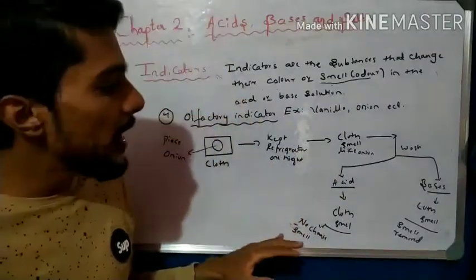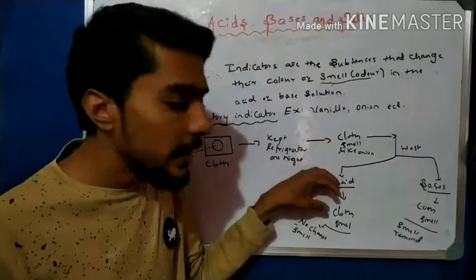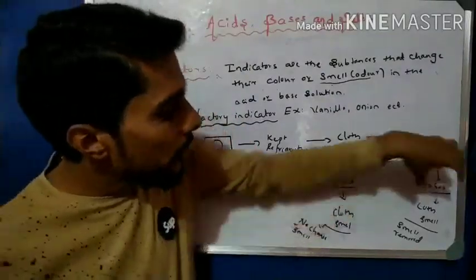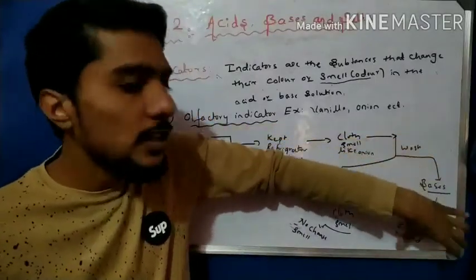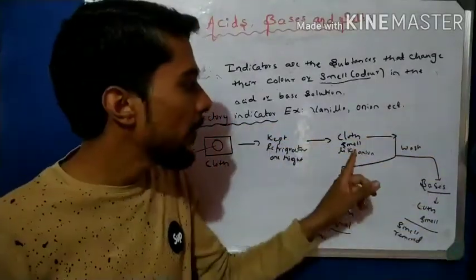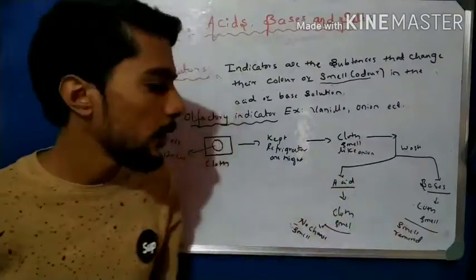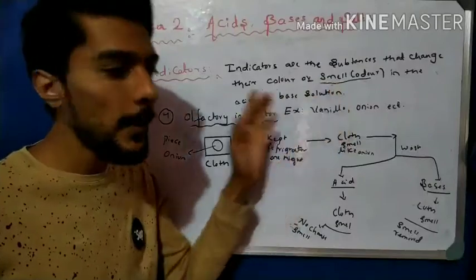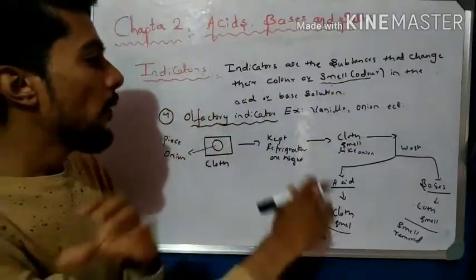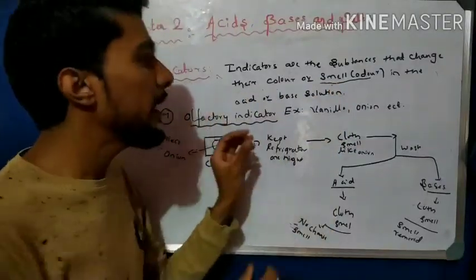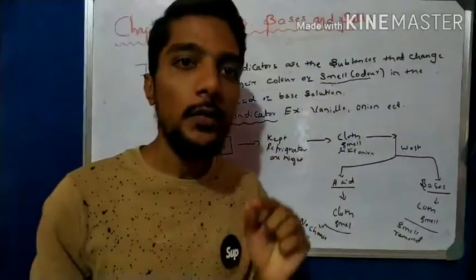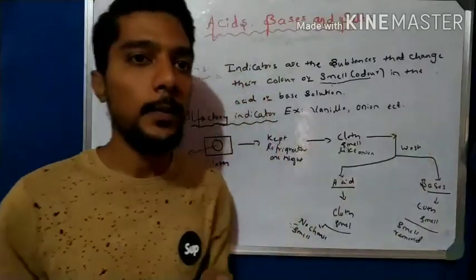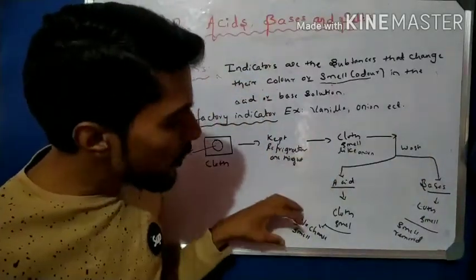So this indicates that if the substance is acid, then the onion or vanilla smell is not changed. If the substance is base, then that smell is removed. The smell of onion is gone. That is the changing of smell. An important point: olfactory indicators are substances which change their smell in acidic or basic medium. In acid medium there is no change in smell.